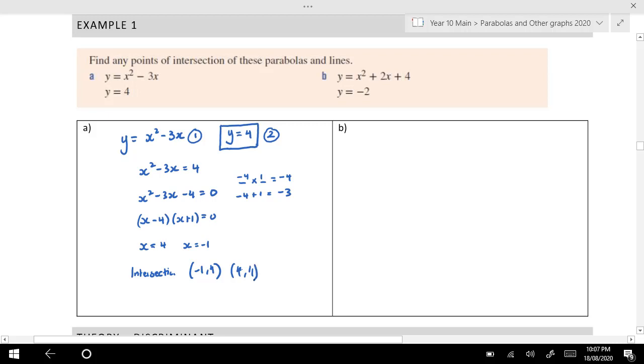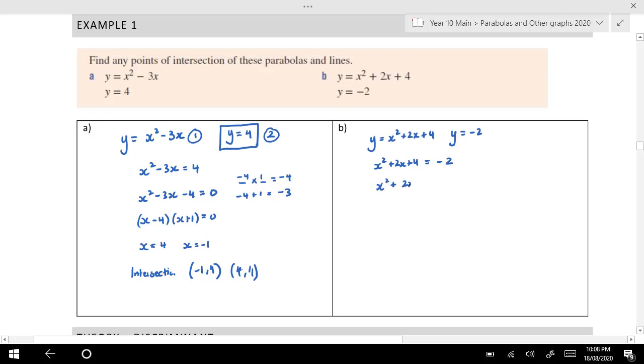Okay, let's try this other one. Let's do it by hand. You can do it. We can do it by the CAS as well. But what we want is we know that these two equations both share the same y coordinate. So that means that x squared plus 2x plus 4 has to be equal to -2. Let's subtract 2 from both sides.